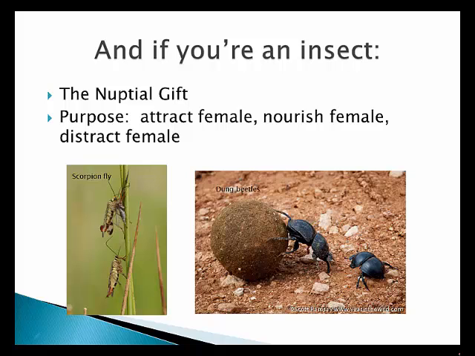Here you see a couple of different insects presenting their nuptial gifts. The scorpion fly on the right is delivering a dead insect to his intended as a nuptial gift, and the dung beetle, male, here, gotta love him. Here's your male dung beetle, and you can see this enormous ball of dung that he's presenting to the lady that he would like to mate with.